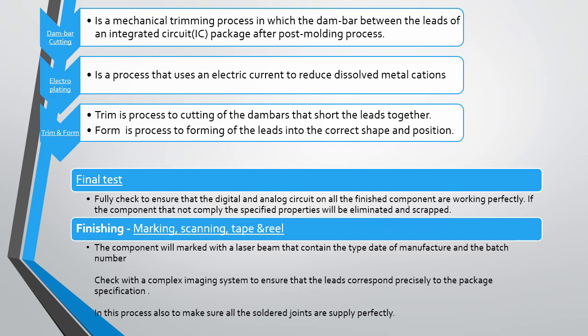Before the component is ready to be sold, it will be marked with a laser beam that contains the type, date of the manufacturer and the batch. Lastly, in this process, also make sure all the soldered joints are supplied perfectly.